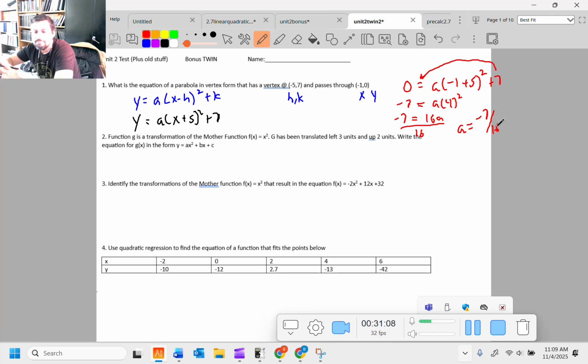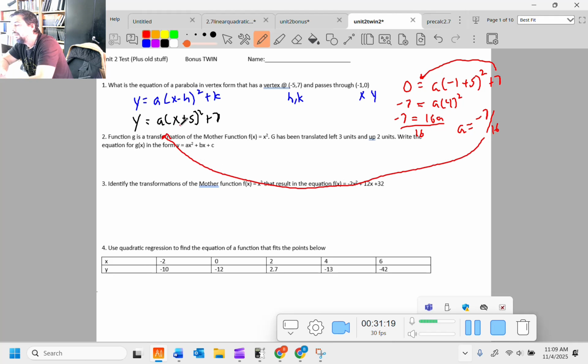Divide out the 16, and a is -7/16, which is a pretty common wrench size, isn't it? Anybody ever use a -7/16 wrench? Pretty common. Anywho, that number goes there. And here it is, your equation. Y is -7/16 of x plus 5 quantity squared, add 7.